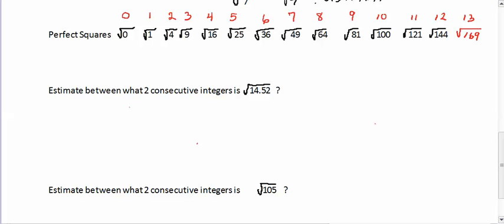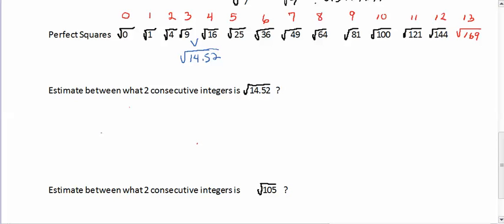Okay. So now, the last part of your homework tonight is going to be estimate between what two consecutive integers the square root of 14.25 is. Okay, and this is where this chart's going to come in handy. I'm going to find where would the square root of 14.25 land. It would probably land somewhere between the 9 and the 16. So it's right here, 14.25. I don't have a calculator. It doesn't want me to use a calculator. It wants me to estimate, give a guess.